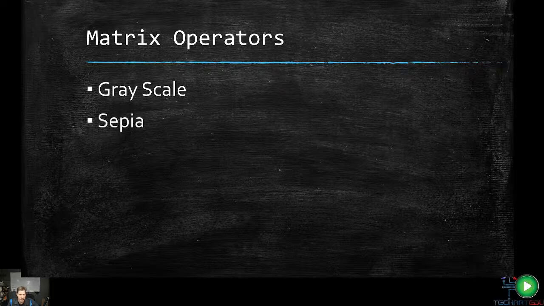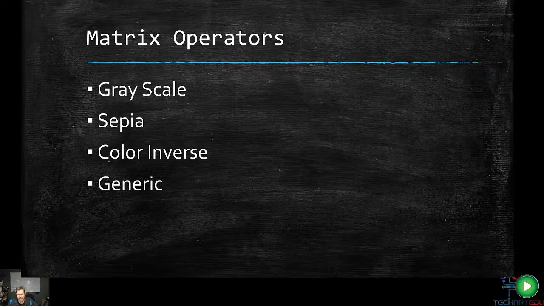We're going to be dealing with grayscale, which is making things black and white. Sepia, which is like black and white, but old-fashioned style; it's going to look kind of reddish brown instead of black and white. And then we're going to do color inverse. Then we're going to bring all 3 of those together into something generic, and that something generic is our matrix operator, and you see how these things actually evolve.